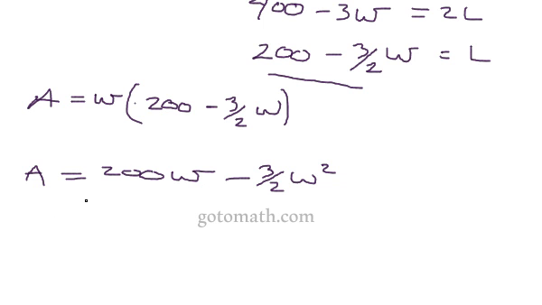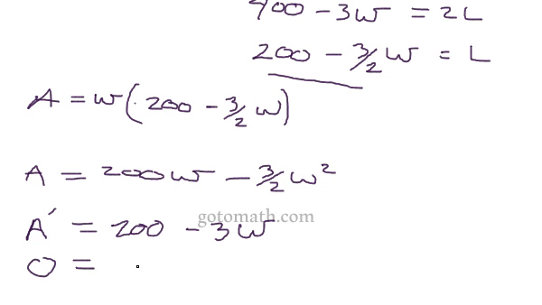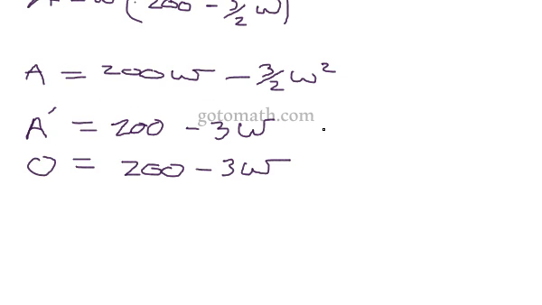So now let's do the calculus, taking the derivative. I'm going to say A prime is equal to 200 minus, right, take the 2 out front, so we have 3 halves times 2 is just 3W. And now of course we want to set this equal to 0, and solve for W. So it looks like we have 3W is equal to 200.